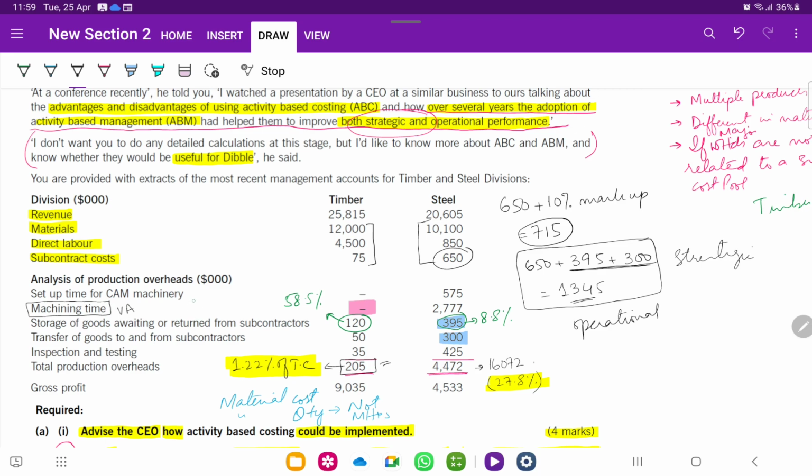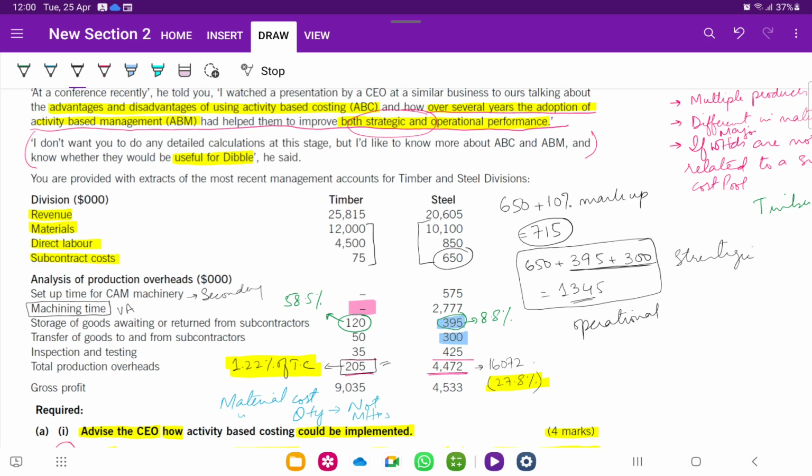Setup time for CAM machinery, it's actually a secondary activity. Secondary activity means this is neither a value added activity nor a non value added activity. It's a kind of activity which is necessary for the production process but not adding value. So obviously you cannot eliminate this, but you will try to reduce this as much as possible. While the machine time, you should not try to change, because this is something which is actually adding value to the product, right?